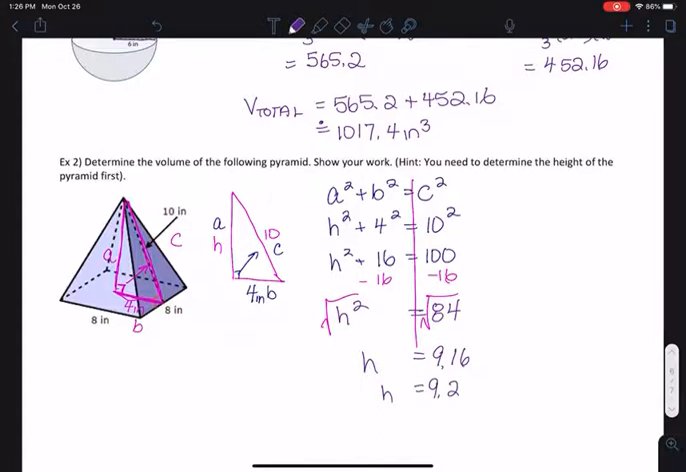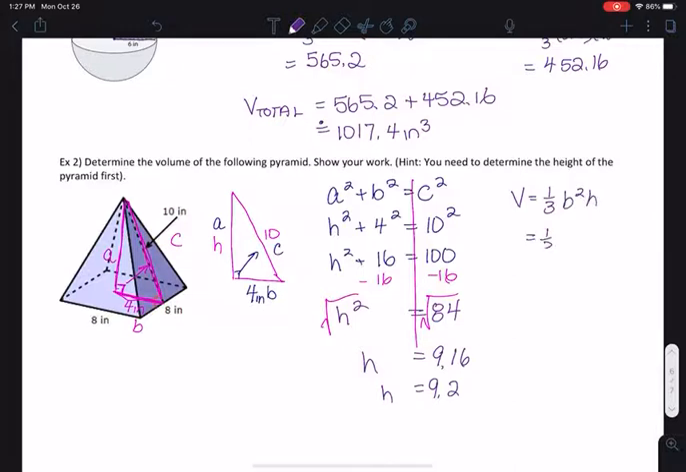So now we can go back to our volume formula now that we have the height. So our volume is 1/3 pi r squared h. That's 1/3, 3.14 times r squared. I picked the wrong formula. Let's try that over again. My apologies. That's not a cone. That's a square base pyramid. Let's try that again. The volume is equal to 1/3 base squared times height.